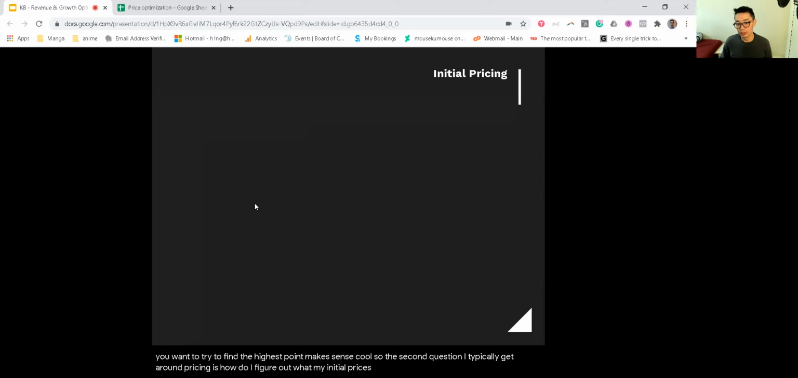So the second question I typically get around pricing is, how do I figure out what my initial price is? There are 2 common ways of doing it. Number 1 is cost-based pricing. Number 2 is value-based pricing. I'm not really a fan of cost-based pricing. Cost-based pricing includes things like the number of people you have to put towards a project, the amount of time that goes into it, what resources you put into building your product, and that kind of stuff.